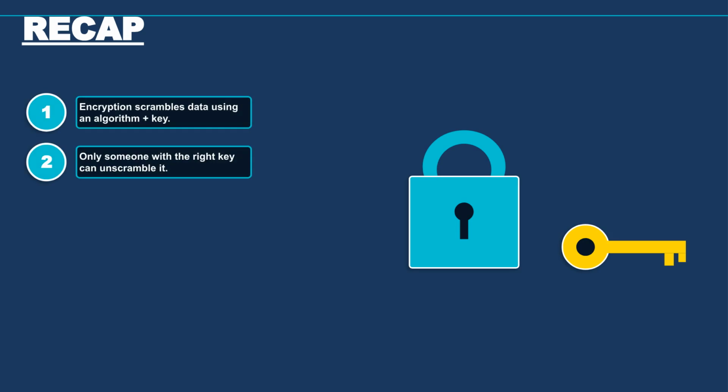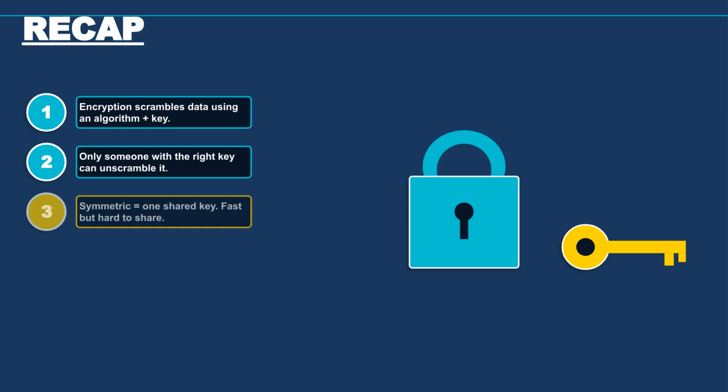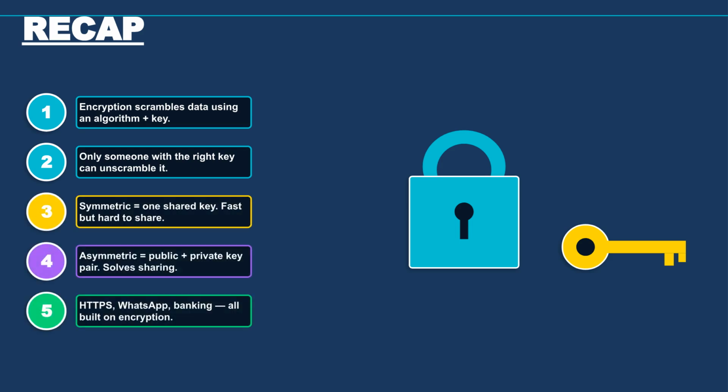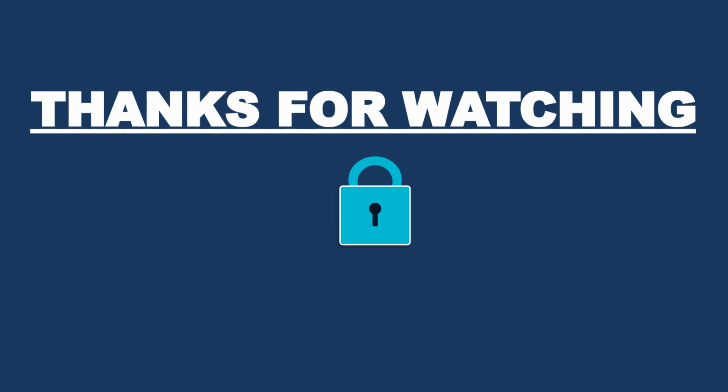To recap, encryption scrambles data with an algorithm and key. The two types are symmetric, which is fast but hard to share, and asymmetric, which uses public and private keys to solve sharing.